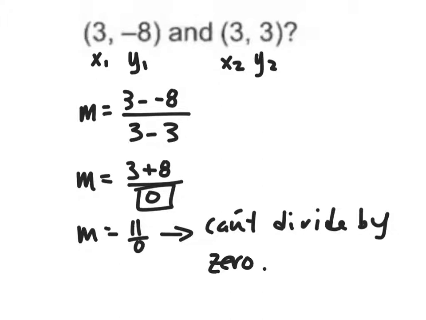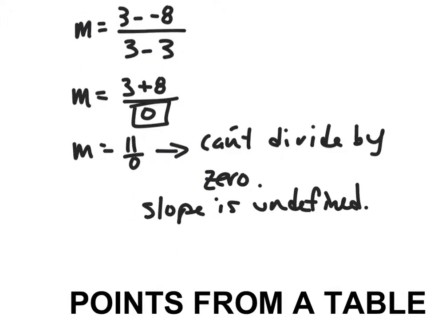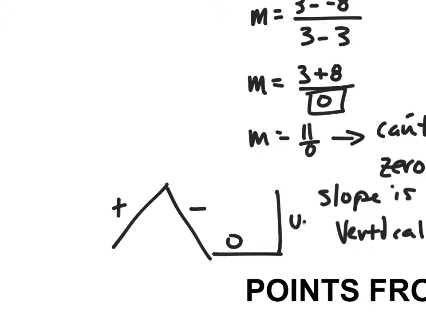Since I can't divide by 0, my slope is undefined. Slope is undefined. So because of that, we are going to have a vertical line. Remember what happens with our different types of slope: we have positive slope, negative slope, zero slope, and undefined slope. So we're going to have a vertical line here. That's what we're going to do.